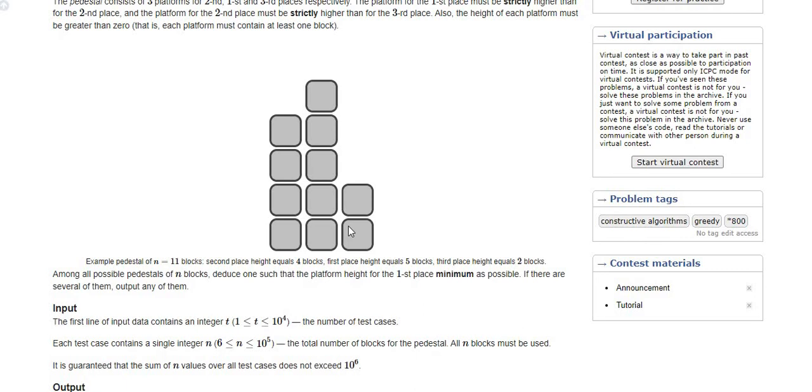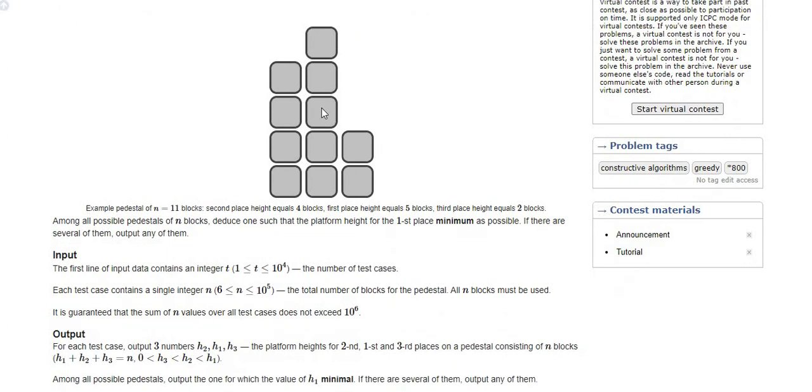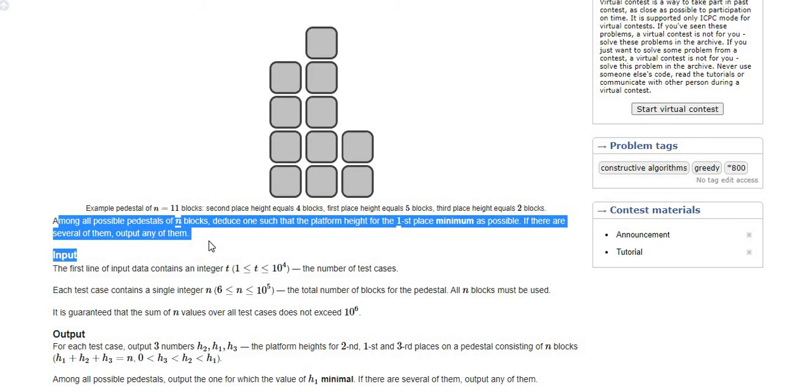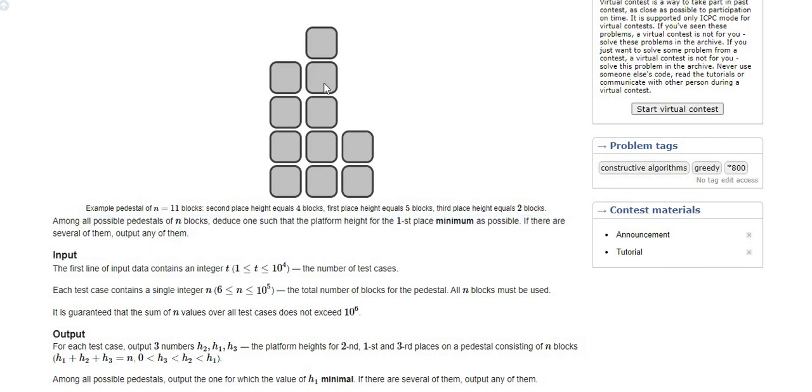The criteria I have already mentioned. The middle length should be the first, the greatest length. Then this is the second length, strictly lesser than the first, and this is the third length, strictly lesser than the second. So first, second, and third. Now the important thing is this line: among all the pedestals of n blocks, choose one such that the platform height for the first place is minimum possible. If there are several of them, output any of them. So this should be as minimum as possible.